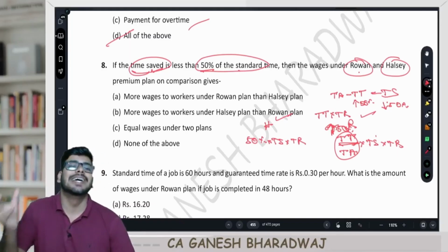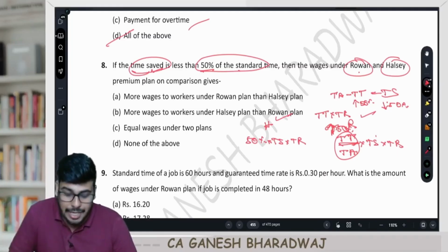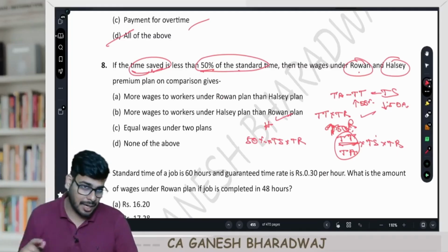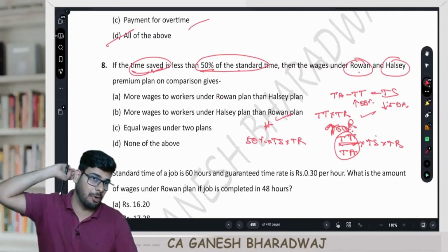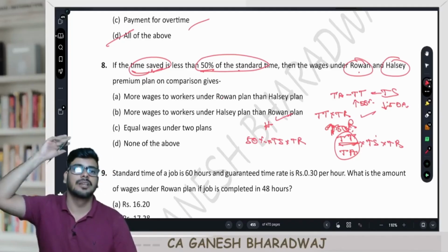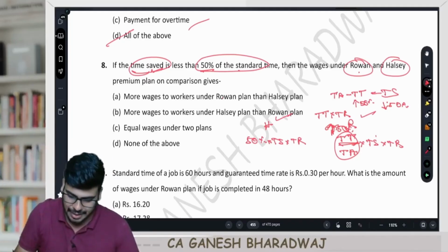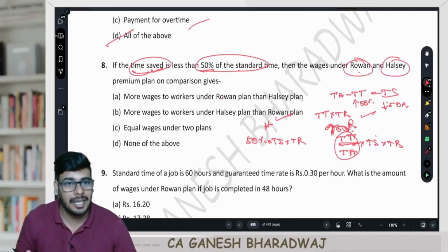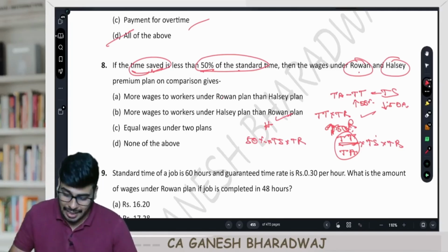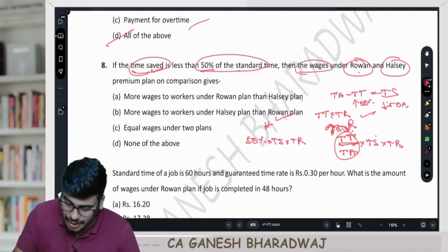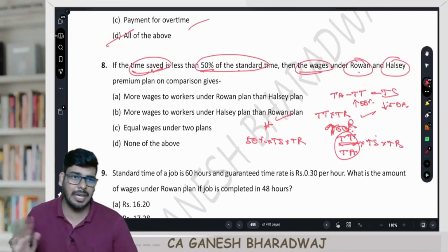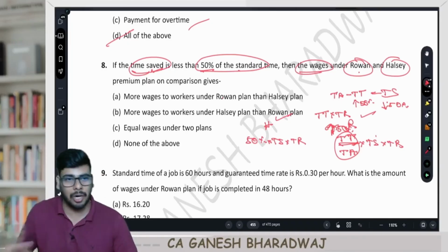Are you clear with this? In an absolute figure, obviously Rowan will be high. Yes, you are right. The maximum bonus at any given point of time will only be 50%, and that is always being paid by Halsey. I am not denying it. Here they are saying who gets the total in wages, not effective hourly, or the bonus amount. Overall in wages. Are you clear with this?